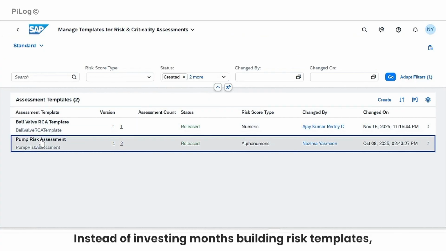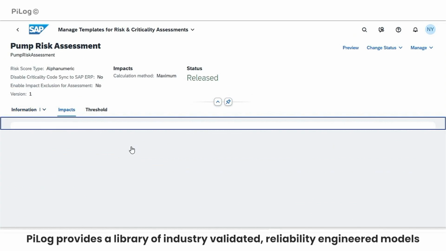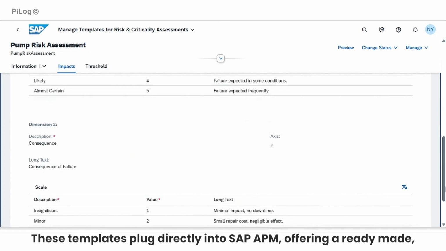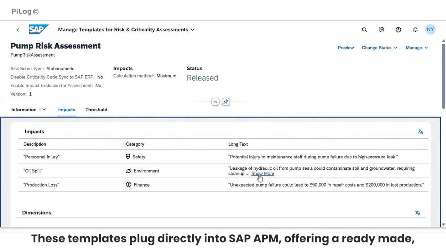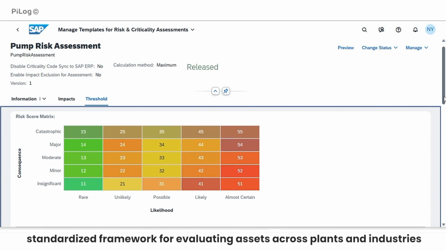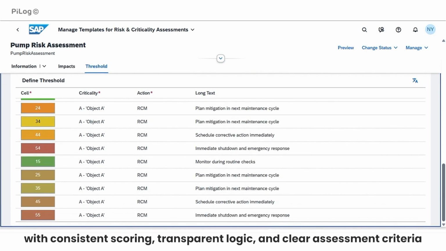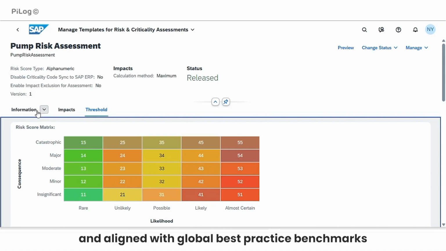Instead of investing months building risk templates, PiLog provides a library of industry-validated, reliability-engineered models. These templates plug directly into SAP APM, offering a ready-made, standardized framework for evaluating assets across plants and industries. With consistent scoring, transparent logic, and clear assessment criteria, organizations can make reliability decisions that are defensible, traceable, and aligned with global best practice benchmarks.